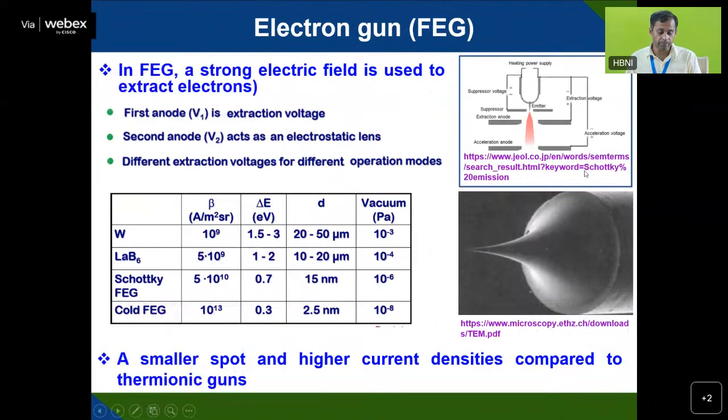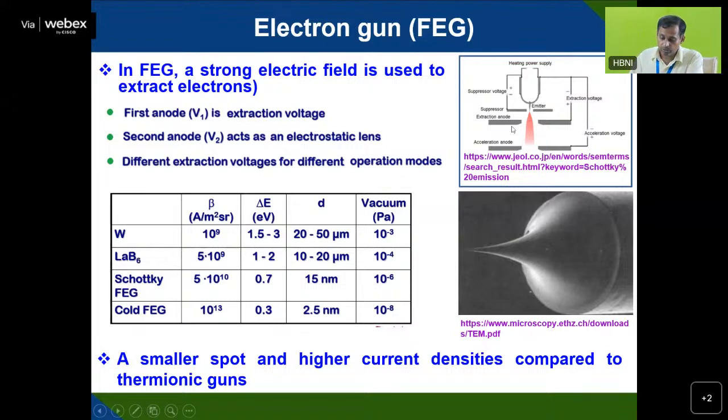It is similar to FEG electron guns; in FEG it is like this thermionic tungsten or lab-6. Electron guns are also used. In FEG, field emission gun, a strong electric field is used to extract electrons. Here you can see a two-anode system. This is the initial setup. There is an extraction anode, then there is an acceleration anode. The first anode is the extraction anode, and the second anode, V2, is the electrostatic lens, which is mainly the acceleration mode here.